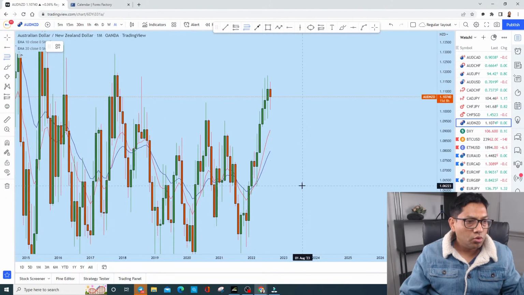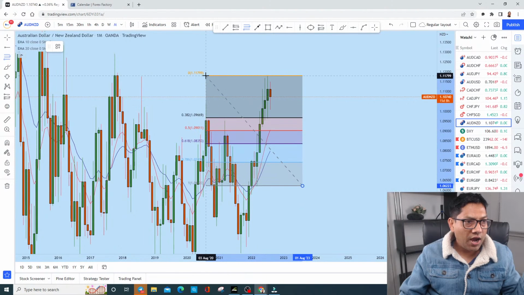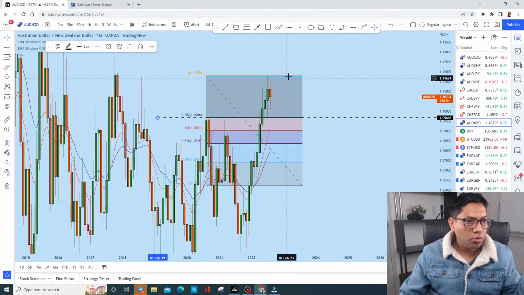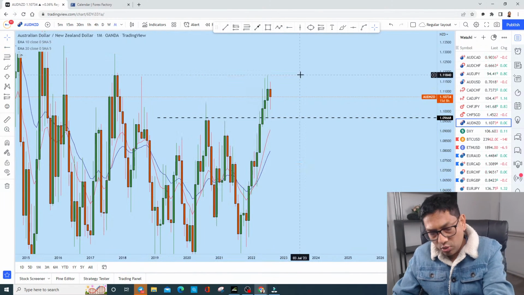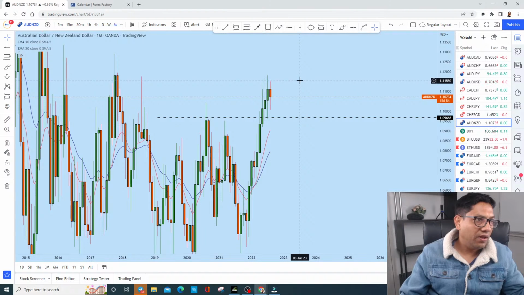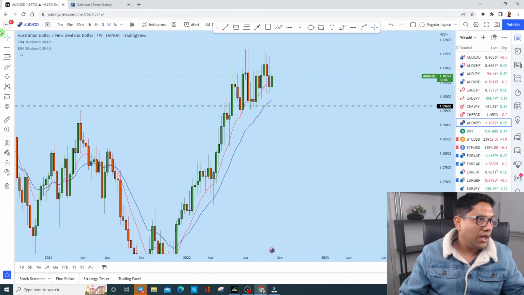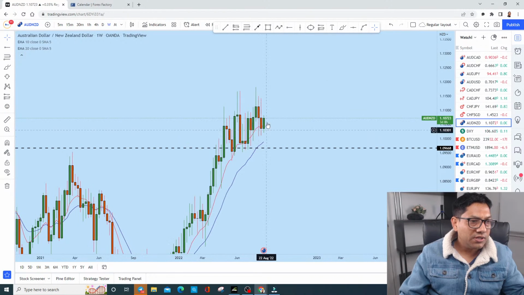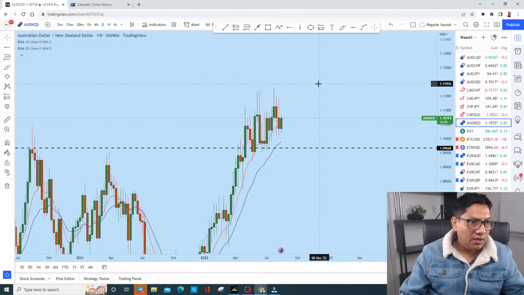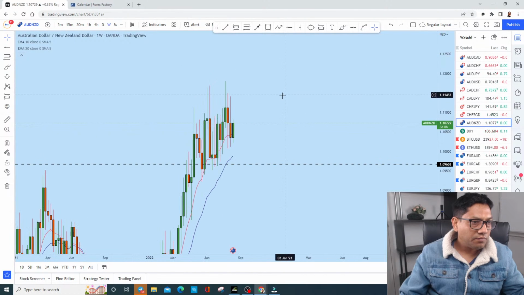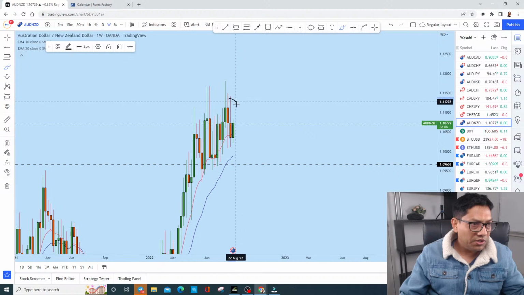Okay, so to do that, take your Fibonacci from the low to the high, and we can expect at least the 38.2% Fibonacci level, which we can say is the minimum Fibonacci level. Now from the weekly perspective, we see that AUD NZD rose from this weekly support. Now I think the price might return from some of this zone here. This is a very strong liquidity zone. We'll see on the lower time frame.